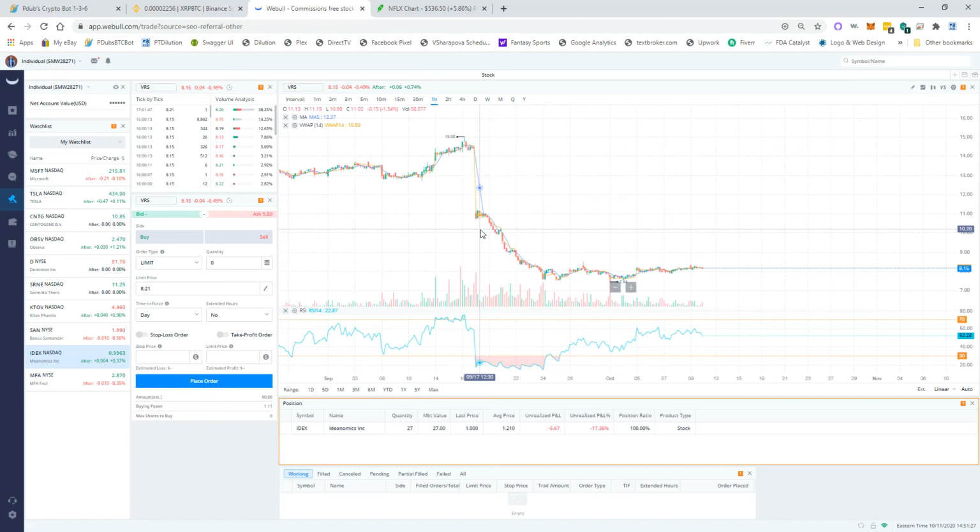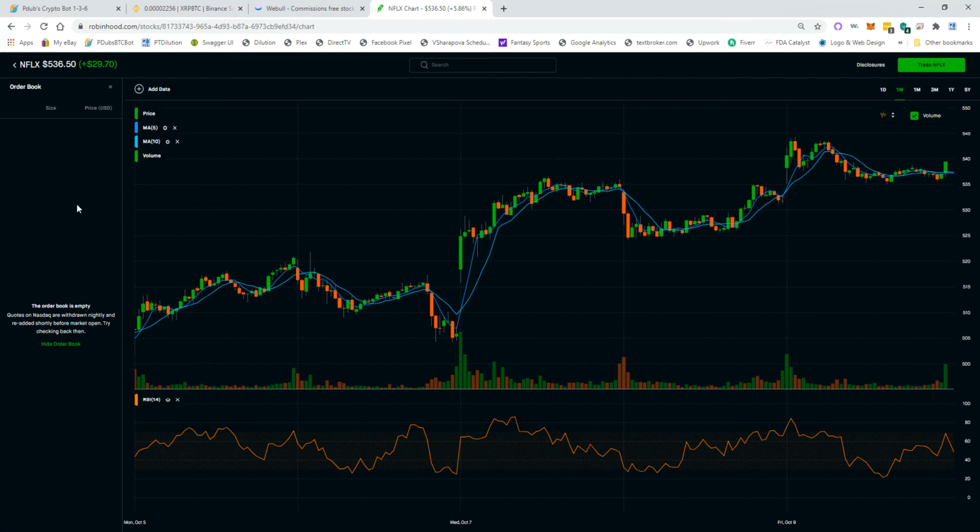Let's look at a basic stock. So when we're comparing this to a stock, I believe we're looking at IDEX. No, yes, and that's kind of crazy. We're not looking at IDEX here, we're looking at VRS. Let's look at Netflix. We'll look at that on the Robinhood chart.